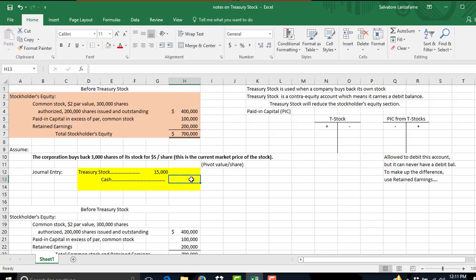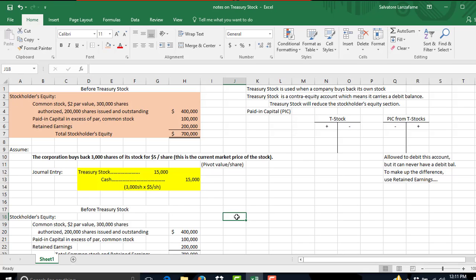We've got 3,000 shares, and we're buying it back at the current market price of $5 a share. So let's just put that in here: 3,000 shares times $5 per share. So that's the journal entry. Debit Treasury Stock, credit cash.